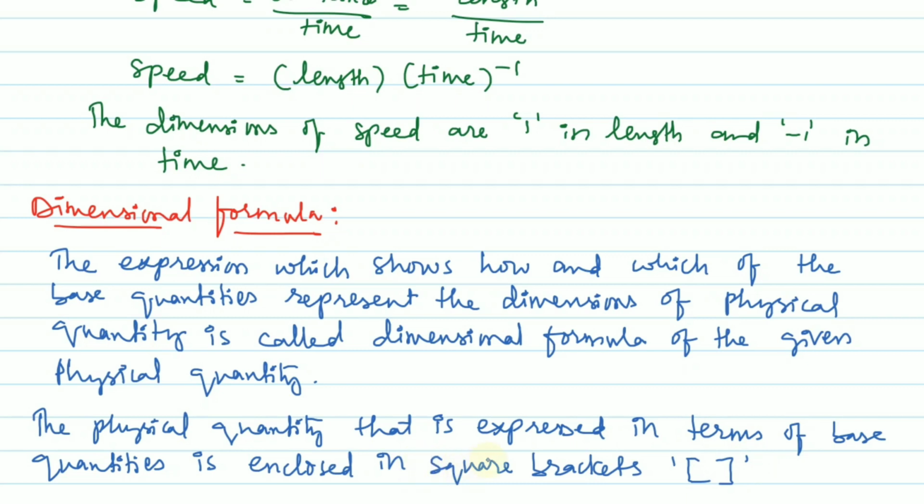Okay. So what does the dimensional formula show? The dimensional formula shows how and which of the base quantities represent the dimensions of a physical quantity. It's called the dimensional formula of the given physical quantity, right? And always the physical quantity is expressed in terms of base quantities, which is enclosed in what? Square brackets, right?